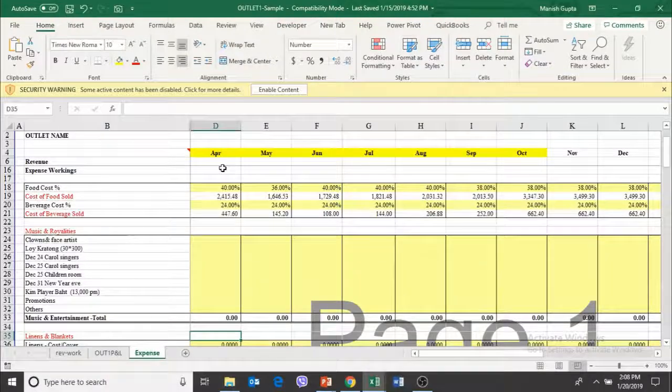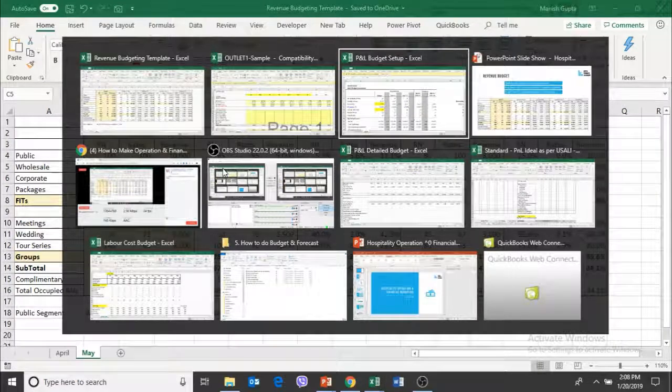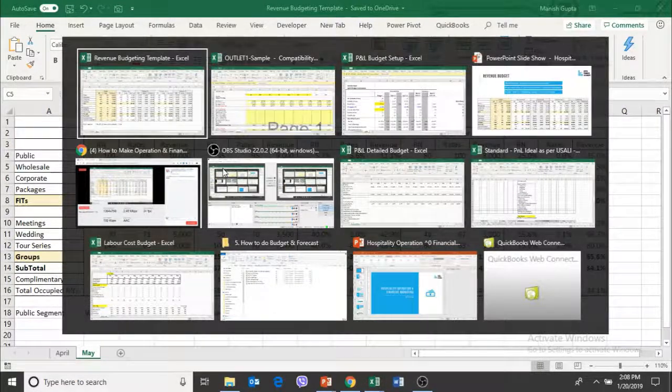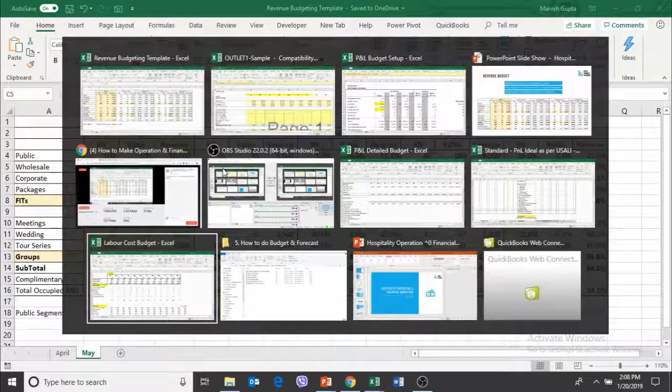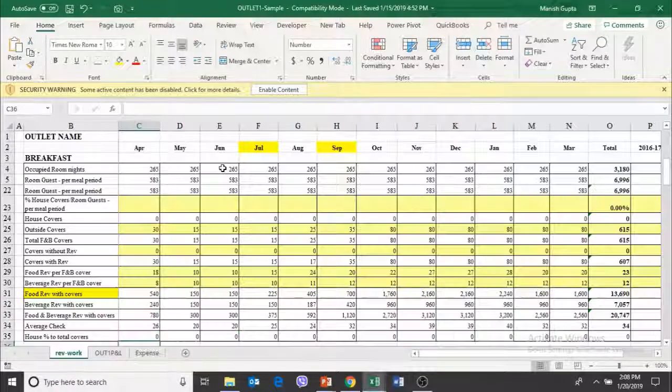So here is the expenses. So expenses we are going to look after the break. So the other departments, you can just make any sheet, like even you can follow the same sheet. Where is the outlet again? Here, you can follow this sheet for other operating department also.